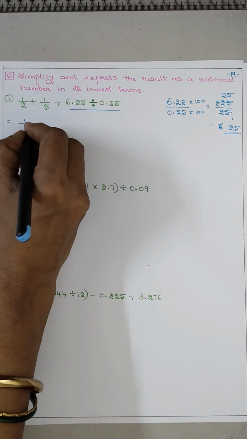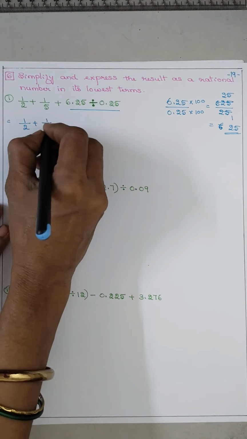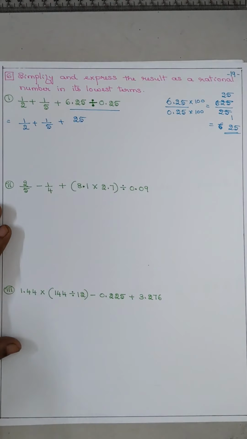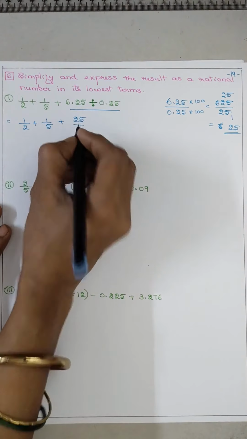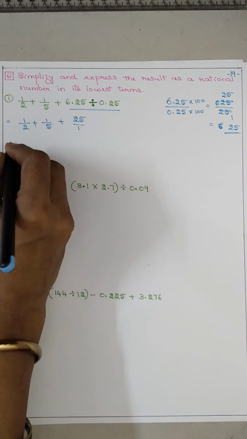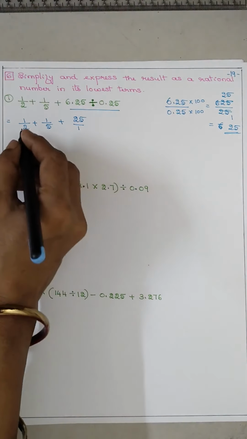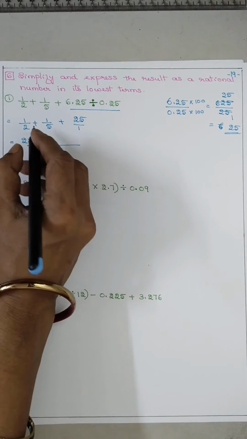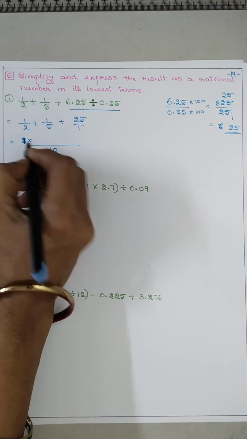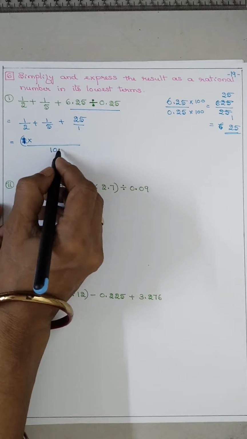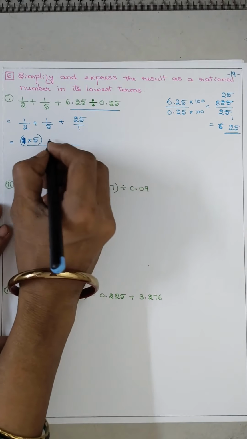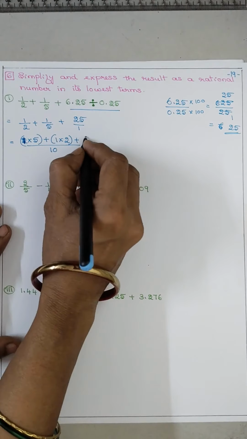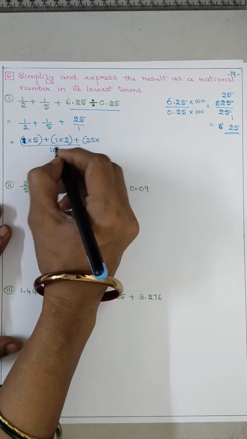So 1 by 2, 1 by 5 and then 25. 25 means 25 by 1. Now take the LCM. 2 fives are 10. So numerator is 1 into 2 fives are, plus 1 into 5 twos are, 25 into 1 tens.